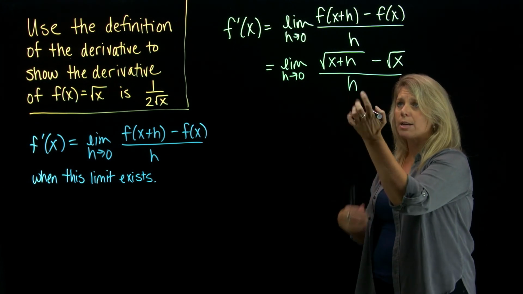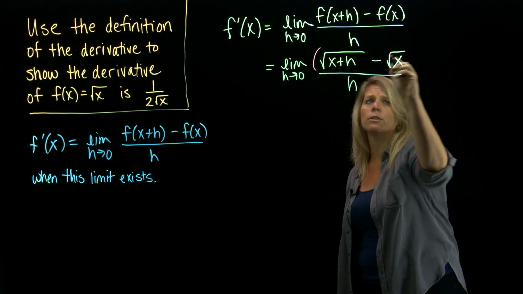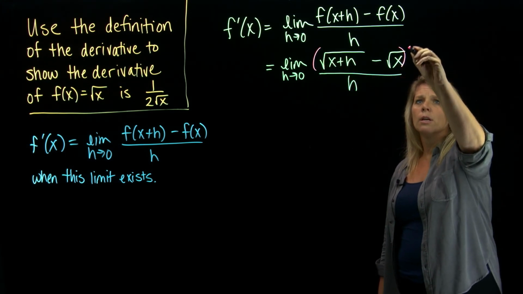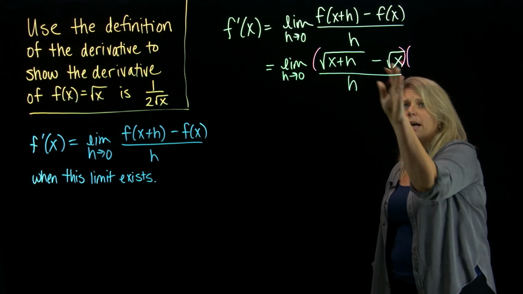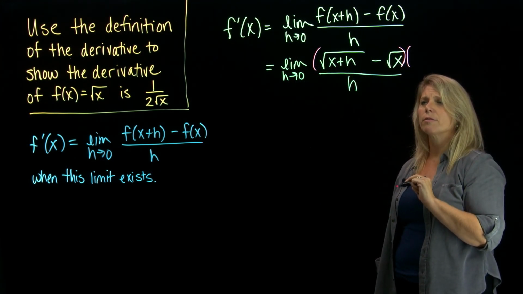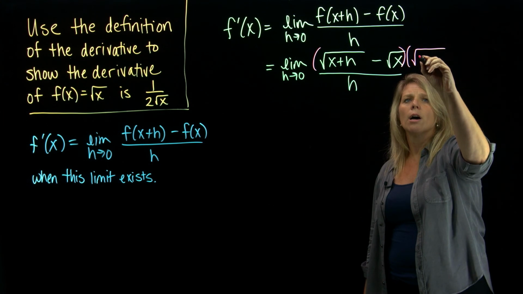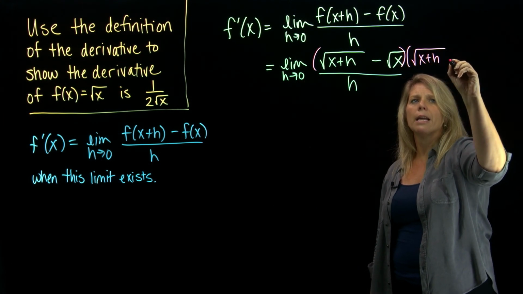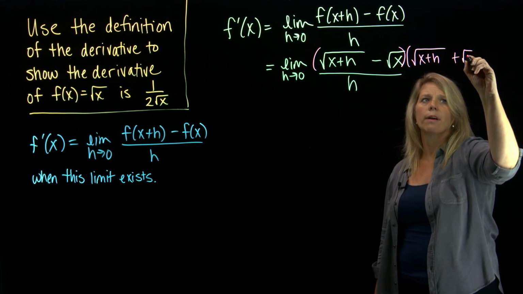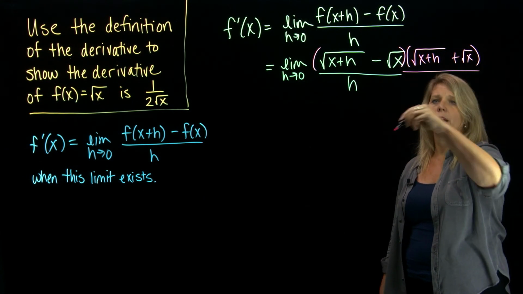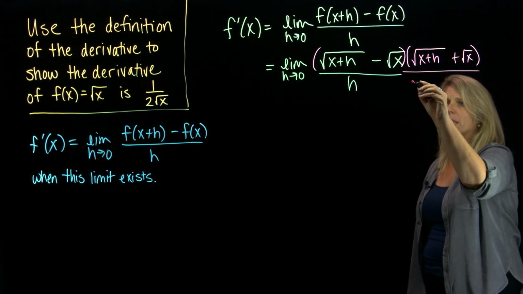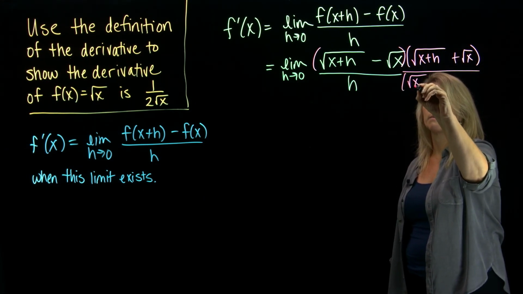So we rationalized the numerator. We're going to use that same trick again. So we're going to multiply by the other factor from a difference of squares here. So we would have square root of x plus h plus square root of x. And then, of course, if we multiply the numerator by something, we have to multiply the denominator by the same thing.